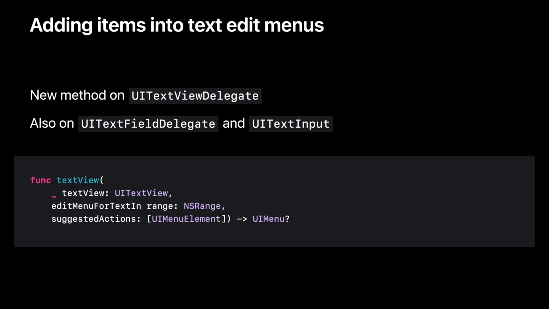To insert actions into a text view's menu, implement the new text view delegate method to customize the displayed menu for text in the given range with system-provided actions. If you don't need to customize anything, return nil to get the standard system menu. There are also similar methods on UITextFieldDelegate and UITextInput to customize the menu there too. Please note that inserting menu items using UIMenuController is now deprecated in iOS 16, and you should instead move to use the new methods to add menu elements in your text edit menus. Because where we're going, we don't need menu controllers.